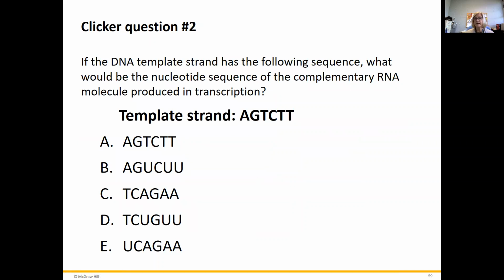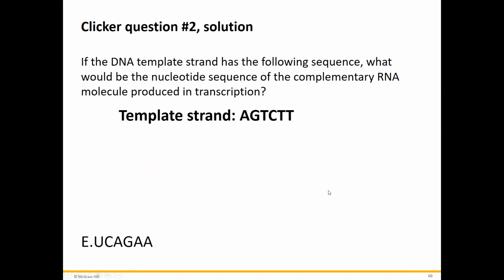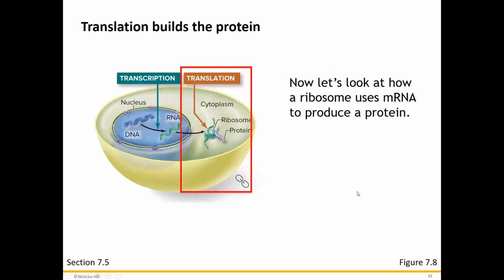If you've got the DNA template strand that consists of AGT, CTT, what would the nucleotide sequence of the complementary messenger RNA molecule produced in transcription be? So choose from any of these options there. All right, well, I hope everybody got E. That would be the complement U to A, C is a complement to G, A is a complement to T, and et cetera, et cetera.